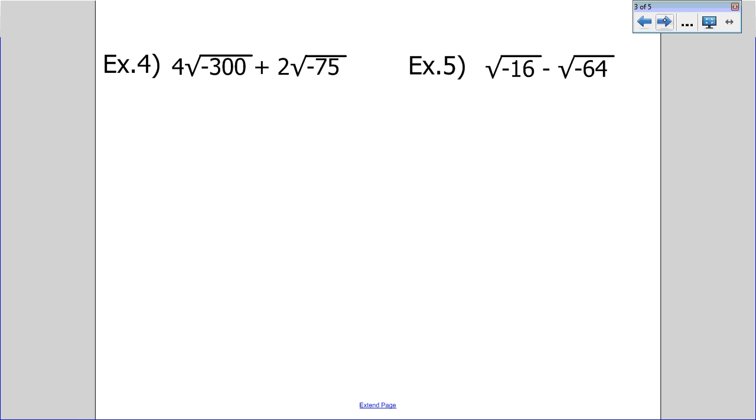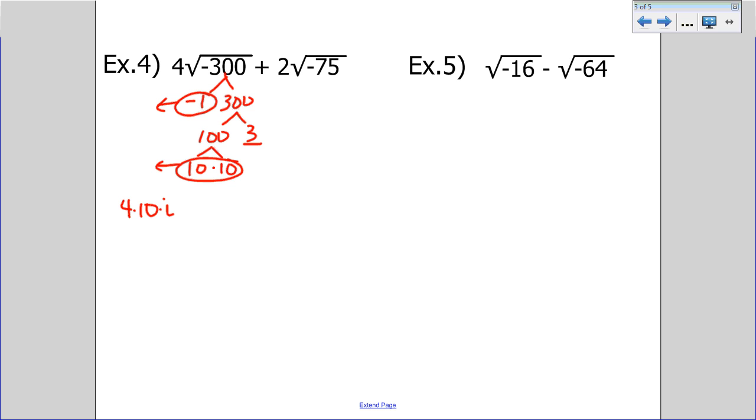Now we're adding with radicals, so we're going to do the same thing. We want to try and get the same number into the radical, but we're going to have to simplify. We have 100 times 3, and this is 10 times 10. I'm going to stop here. I'm not going to let you guys take it any farther. So here's what's coming out. I've got 4 times 10 times i, and 3 stays under the radical. So I have 40i square roots of 3. I'm going to have to get an i out of this one, and it just so happens that I will, because I have -1.